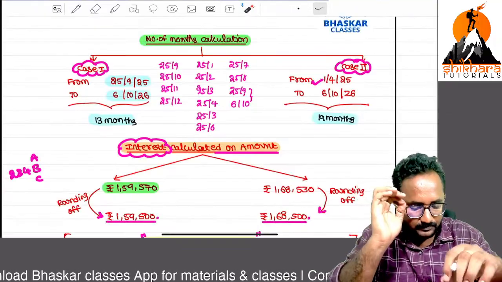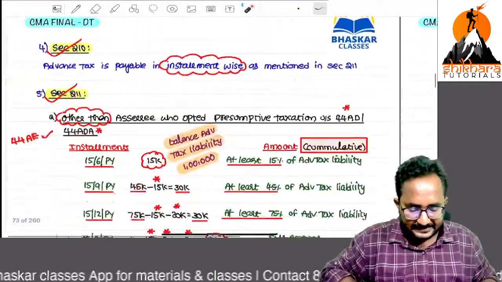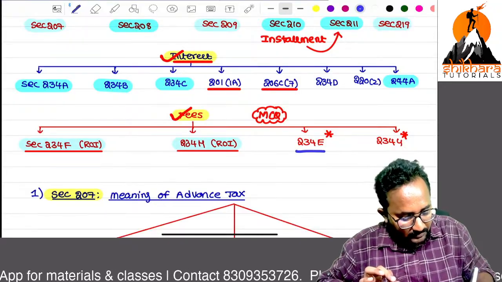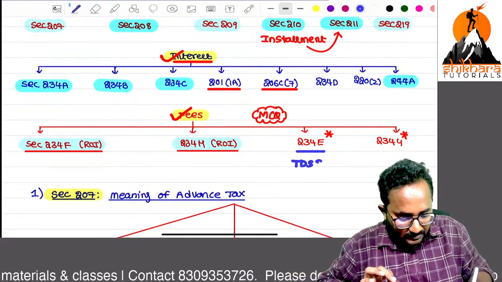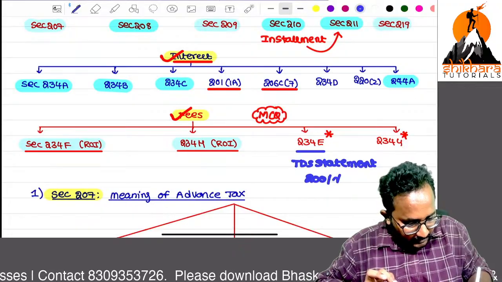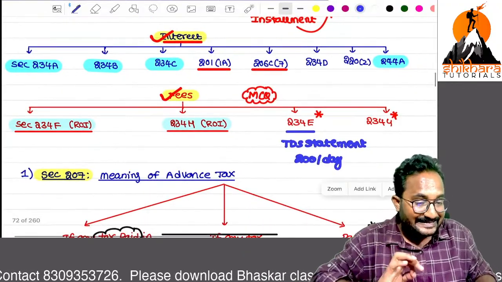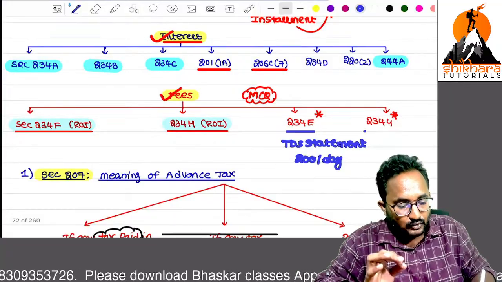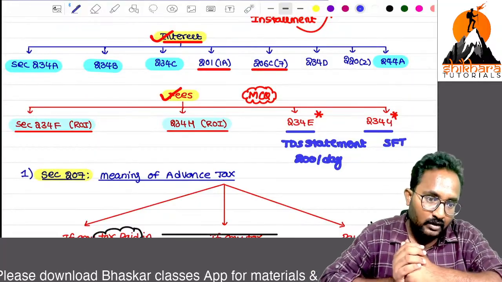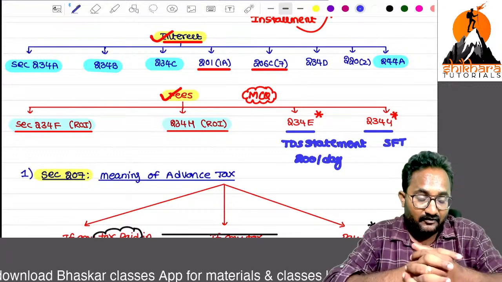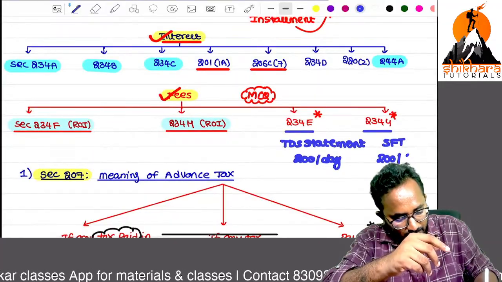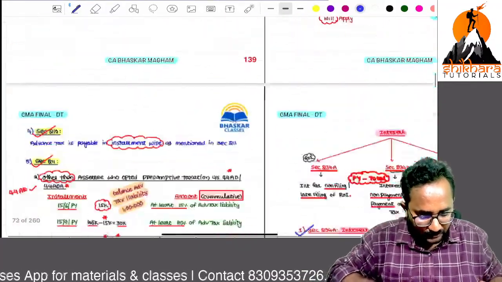Now, with respect to the fees-related provisions, please check these, ma. 234E: for TDS statements, if you do not file within the due date, we have to pay 200 per day, but the amount of fees should not exceed the total amount of TDS. 234G also: if you do not file the statement of financial transactions on or before 31st May of the next financial year, you are required to pay the same 200 per day. These provisions are also given in the handwritten notes. You can refer to these two also.